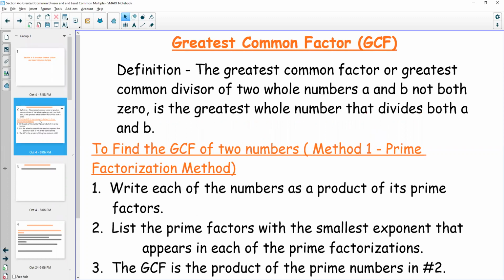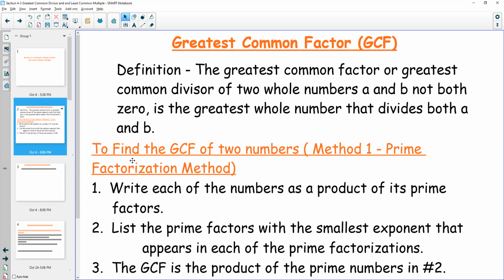First, we're going to start with greatest common factor. The greatest common factor, or you'll find it called the greatest common divisor too, of two whole numbers a and b, both of which are not zero, is the greatest number that divides into both of them. There's a couple of different methods.